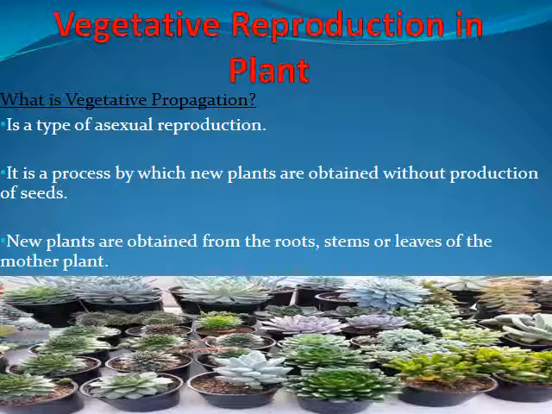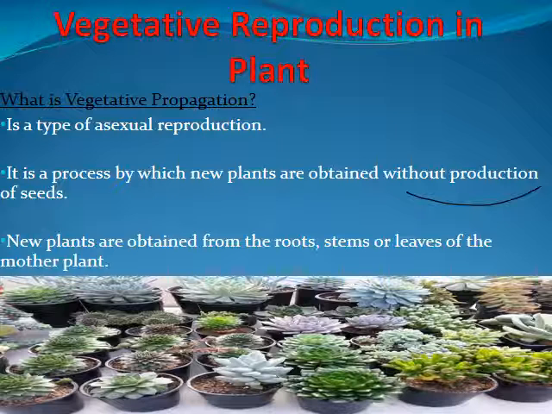Excellent. Thank you. Muhammad, does it involve the production of flowers or the production of seeds? If you can say it produces seeds. What do you think, Razan? It's a process by which new plants are obtained without production of seeds, Ya Muhammad. There are no seeds, where new plants can be obtained from the roots, stems, or leaves of the mother plant.